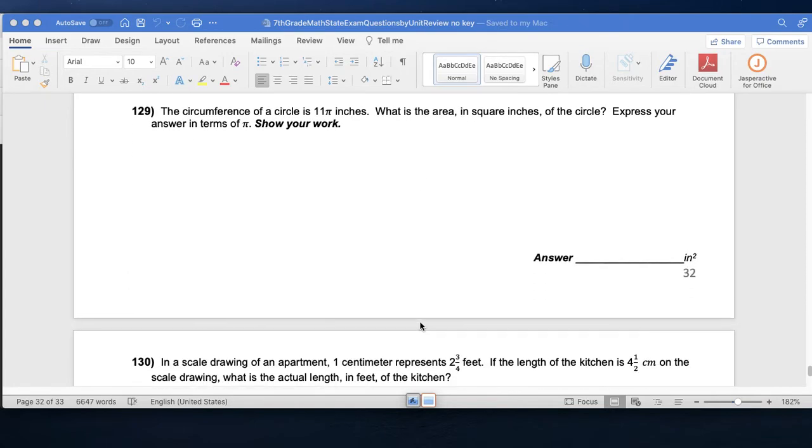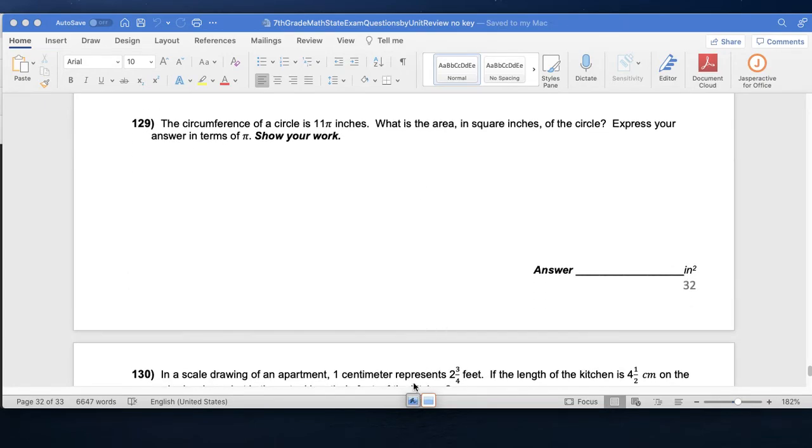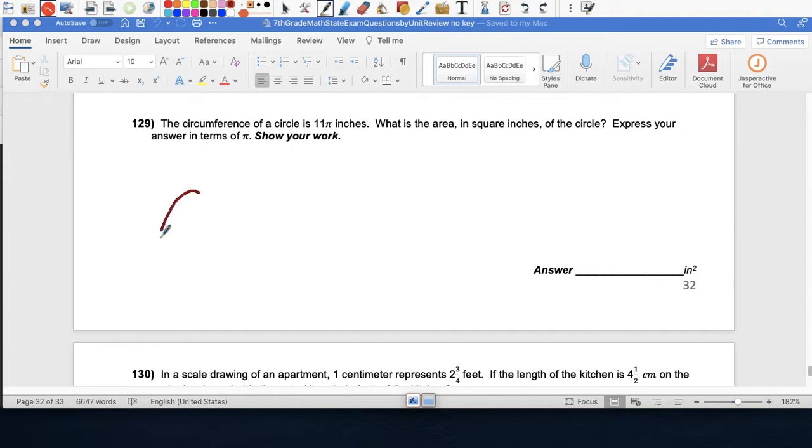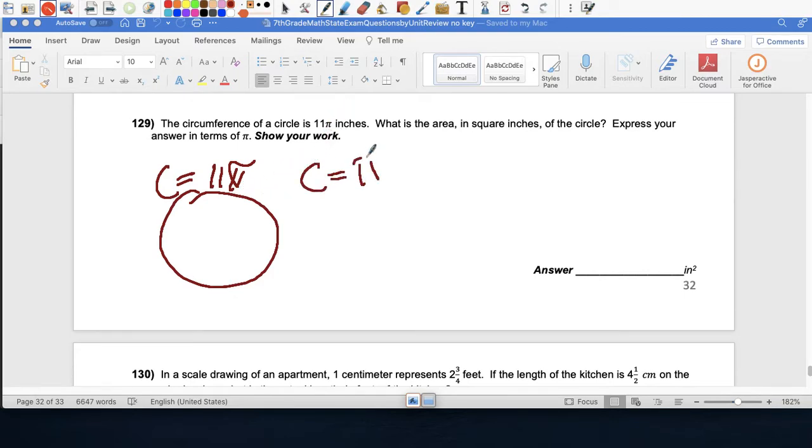129. Here's the circumference of a circle, and I'll write C equals 11 pi. What's the area? All right, so if the circumference is 11 pi, let's use this formula here. C equals pi d, circumference equals pi times the diameter. If I'm given the circumference, I can find the diameter. So here, the diameter is this line over here.